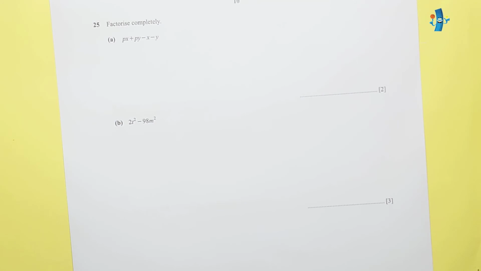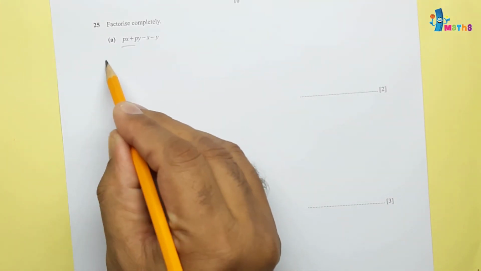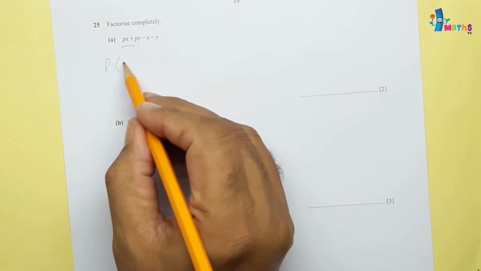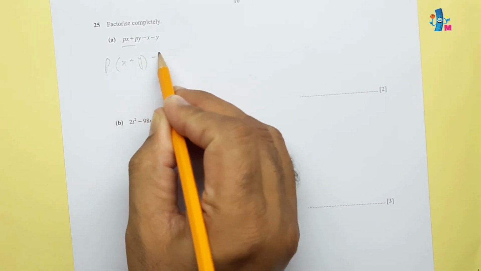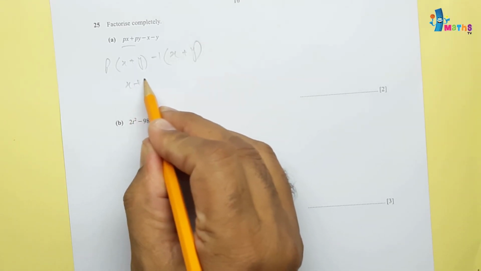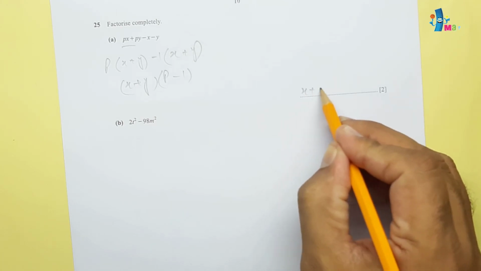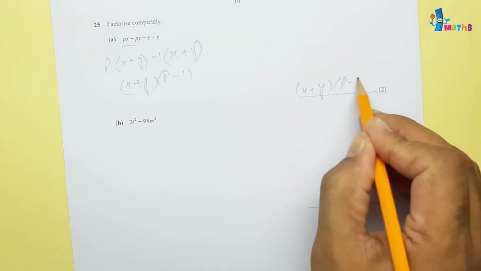Factorize completely. This equation is given, part A. We can take common from here, and inside will be x plus y, and minus 1 common, so x plus y, and this will be x plus y and P minus 1. This will be the answer.